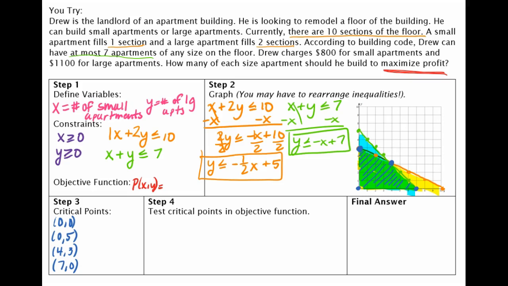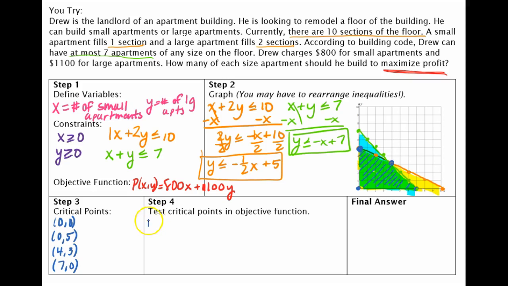It says that Drew charges $800 for small apartments and $1,100 for large apartments. So that's money that he's charging for rent. That's coming in to him as profit. So our objective function would be 800 times the number of small apartments, or x, plus 1,100 times the number of large apartments, which is y. So that's the function that I'm going to be plugging these critical points into.